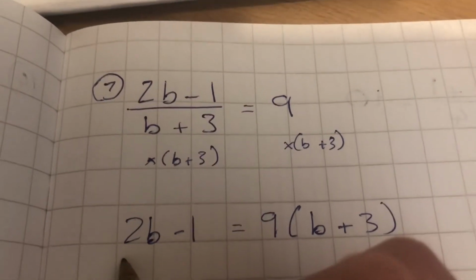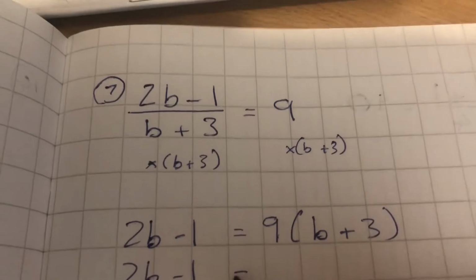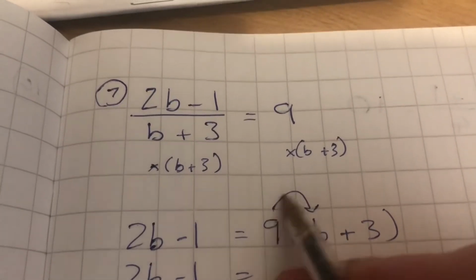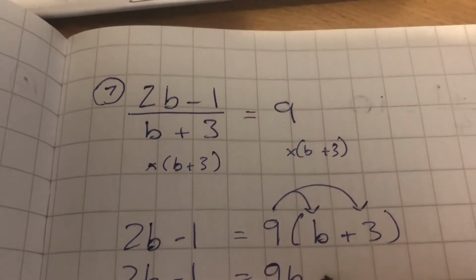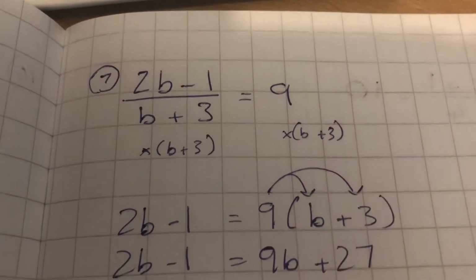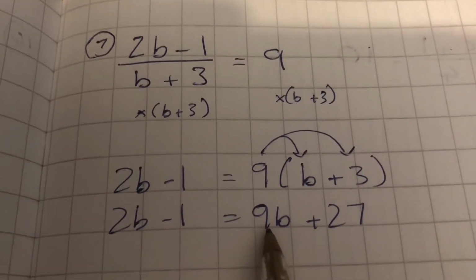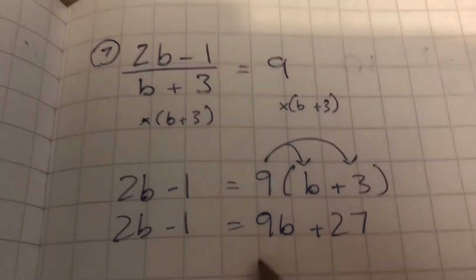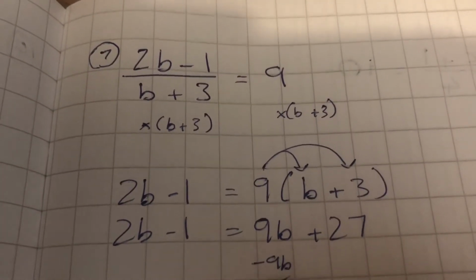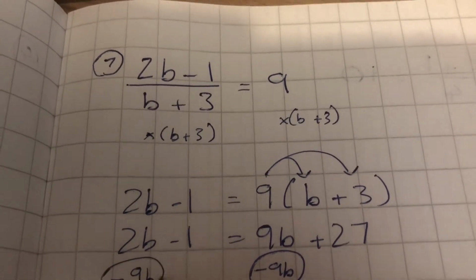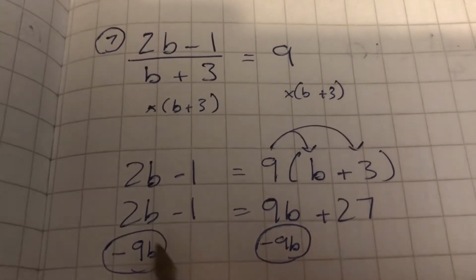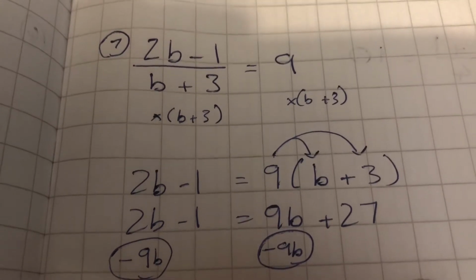Okay, so I'm left with 2b minus 1 is equal to, so I'm going to expand the bracket now. 9 times b is 9b, 9 times 3 is 27. Okay, so now I've got b's on both sides here. I'm going to get rid of the 9b, so I subtract 9b from the right. I generally like to keep my unknown value on the left. So 2b take away 9b is minus 7b.